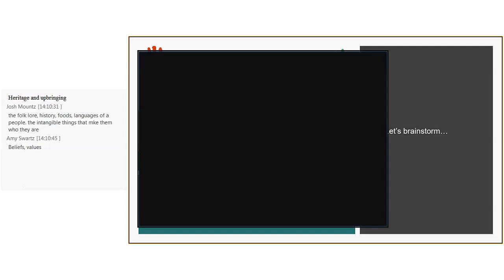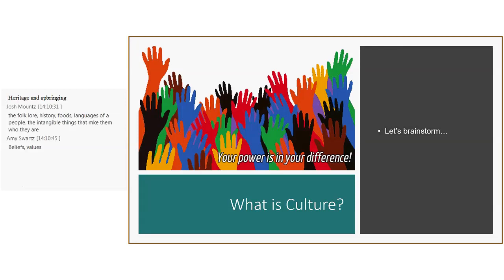So we've got heritage and upbringing, folklore, history, foods, languages of people, the intangible things that make them who they are. Anyone else want to add? Beliefs and values, fantastic. So those are some core ones. As more come in, I'm sure Mark can share them with us. But I think that's a great start. All of those things definitely are a part of how we define culture.